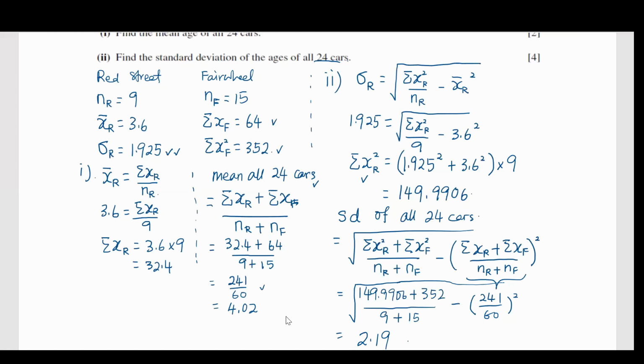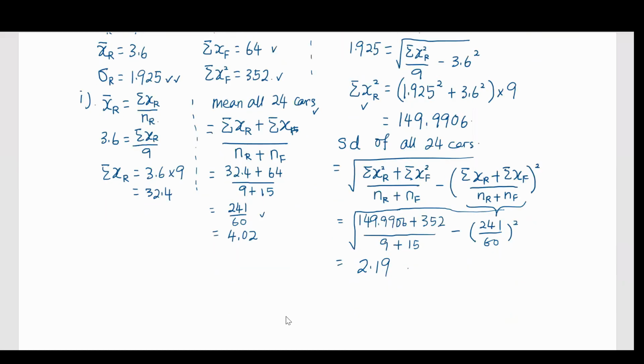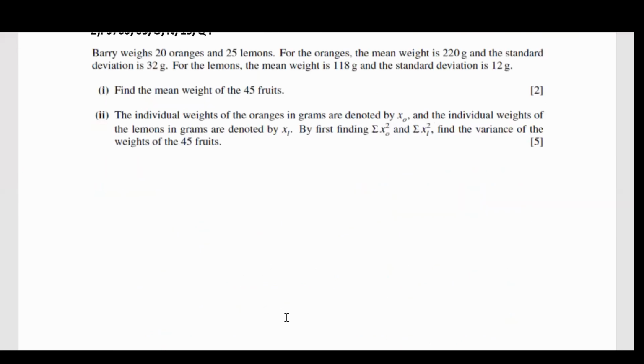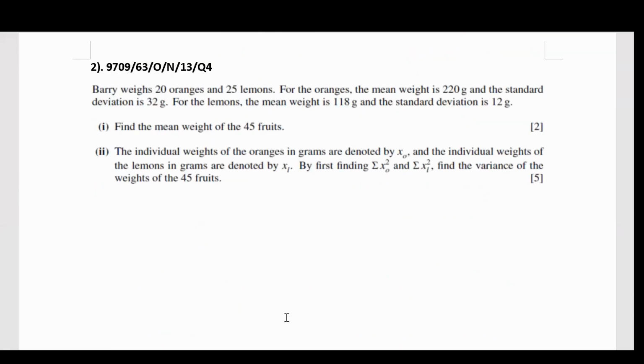Okay, let's have a look at the next question. This is a question from October/November 2013, variant 6.3, question 4. All right, do try to answer this question by yourself.